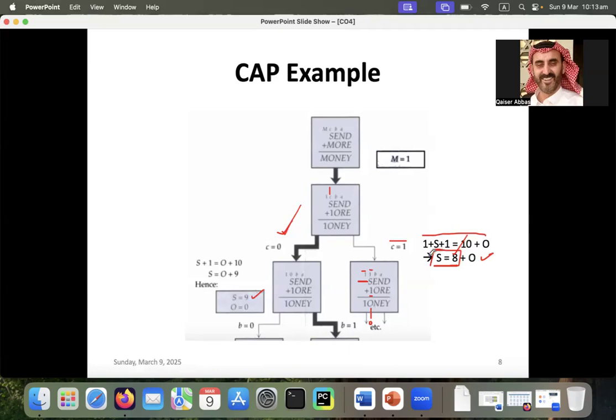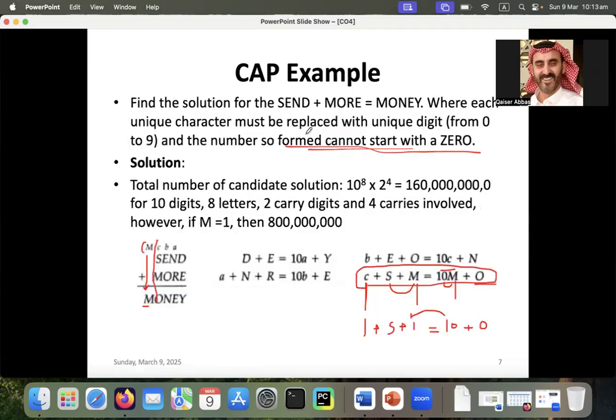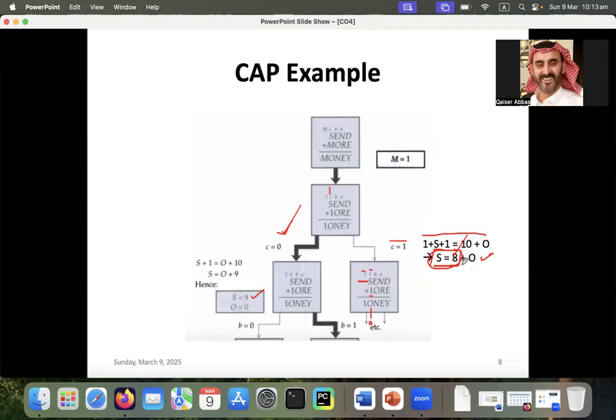So it is not possible in this puzzle that some letter will have two values. Because in the question, we already said we have to replace them with unique digits. So it is not possible that your S will have the 9 here and also the 8 here. No. Either you can go with this option or with that option.